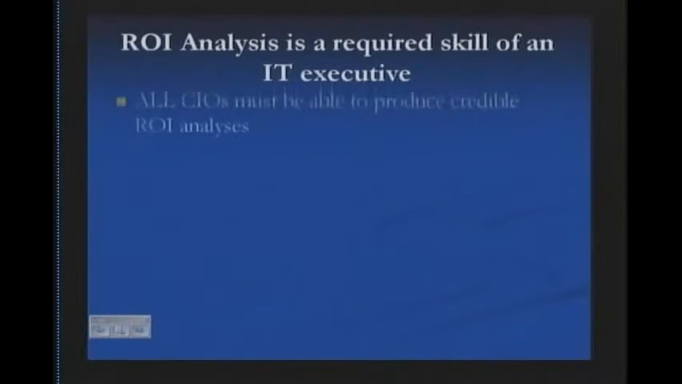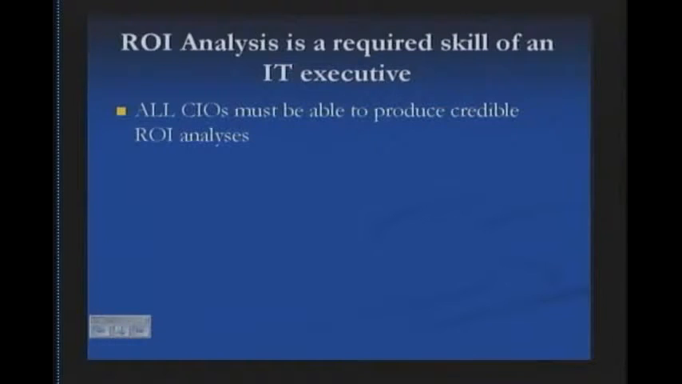So we see that all CIOs must be able to produce credible ROI analyses. Now, the CIO himself or herself is not the one producing the ROI analysis, of course. The CIO is going to task somebody subordinate to him or her to do that ROI analysis. And then, of course, that CIO wants to review it, may want to have input into it, may want to tweak it once that study is on his or her desk. But the CIO himself or herself is not really the one doing the analysis. So who is? You are, very likely.